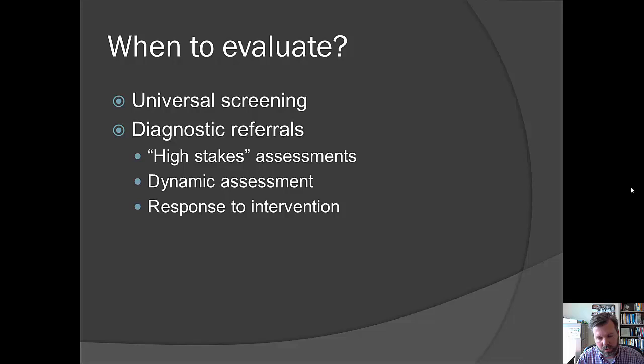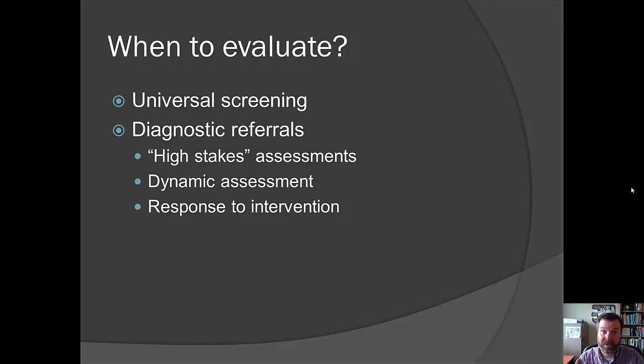The majority of our work is in diagnostic referrals, so the majority of our assessments come to us from people who think that they have a problem or think that their child or family member has a problem. One set of assessments, the most common, is the comprehensive diagnostic evaluation. I'm going to call this the high stakes assessment. That's more of an educational term, but I like it.